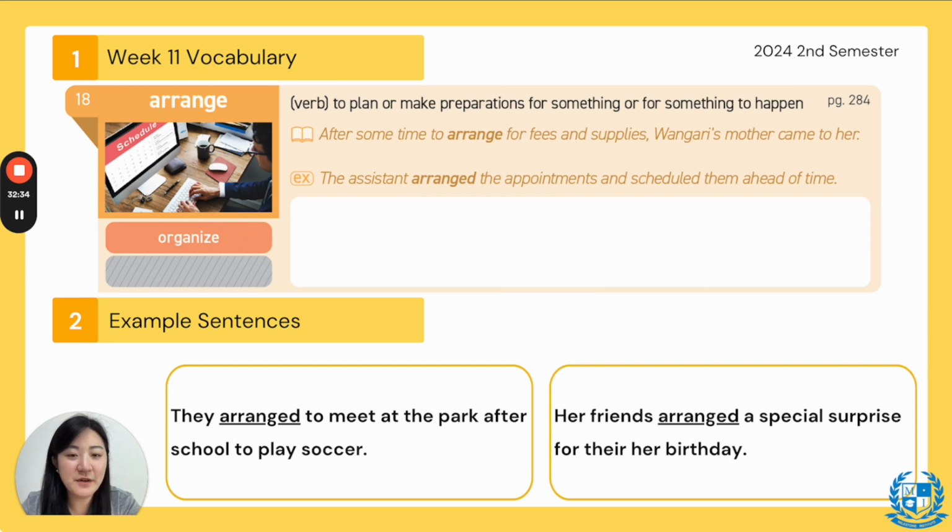Next one, it says her friends arranged a special surprise for her birthday. So maybe you went to the restaurant and all of a sudden these people started coming and singing, and that was the whole surprise that they had arranged. It's a plan or for preparations.